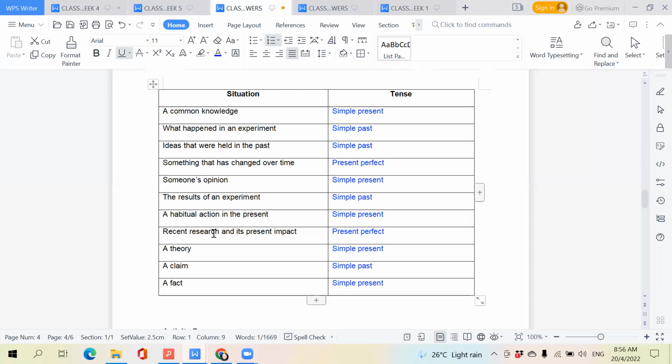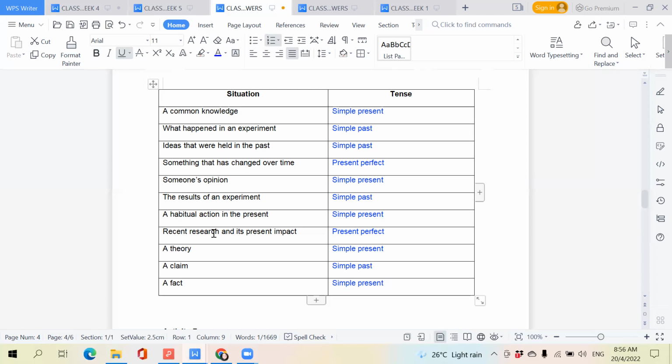For example, if I say Kuala Lumpur is the capital city of Malaysia, that is correct. Why? Because that is a fact. Everyone will know that Kuala Lumpur is the capital city of Malaysia. There's no other city to take its place. This is a fact. Therefore, you have to use a simple present tense.